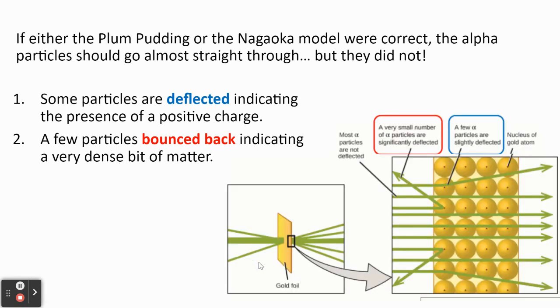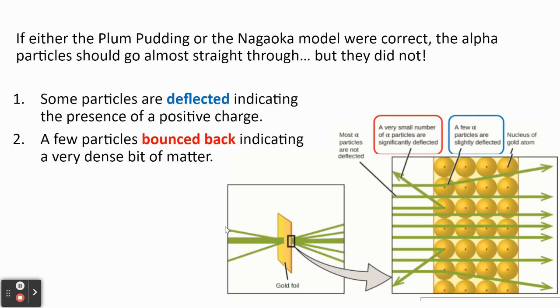So if we look a little bit closer at the gold foil experiment, we have our piece of gold foil, very thin gold foil here. We have our alpha particles passing through. Some of the alpha particles went straight through, which is what they expected. Some of the alpha particles were deflected a little bit, and some of the alpha particles actually bounced back towards the original source.